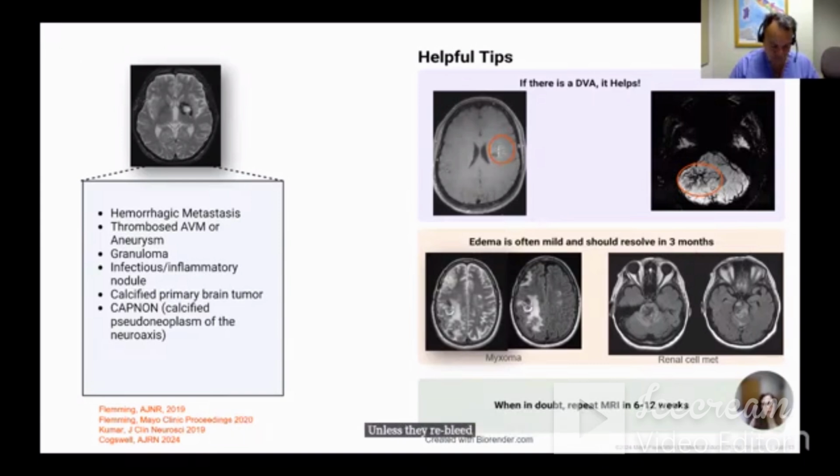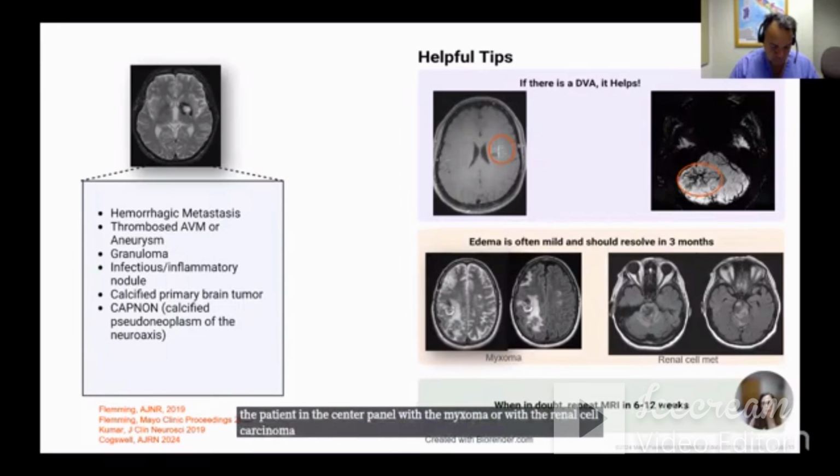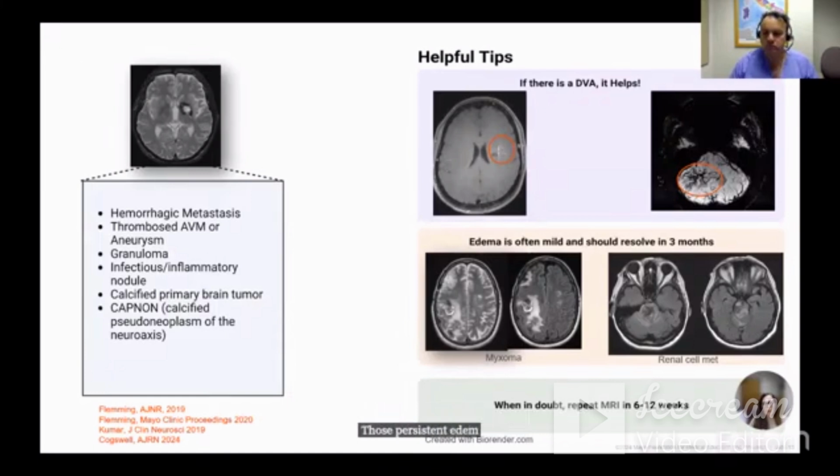So if you see persistent edema, like you do in the patient in the center panel with the myxoma or with the renal cell carcinoma, persistent edema over 3 months would be highly unusual for cavernous malformations. And sometimes it's just really hard to tell in the acute phases of the hemorrhage what this lesion is. But repeating the MRI in 6 to 12 weeks helps the lesion evolve a little bit more to that characteristic appearance.